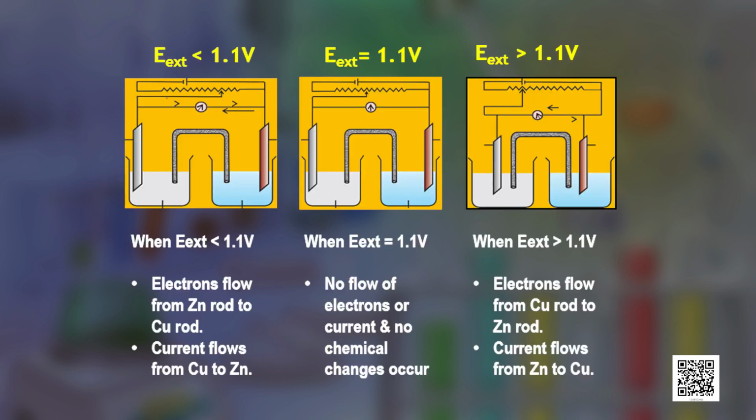If an external opposite potential is applied in the galvanic cell and increased slowly, we find that the reaction continues to take place. Once the opposing voltage reaches the value 1.1 volt, the reaction stops altogether and no current flows through the cell. Any further increase in the external potential again starts the reaction, but in the opposite direction.